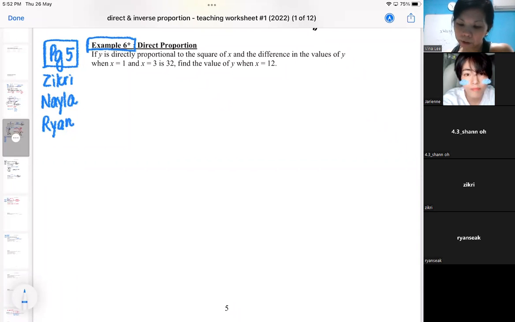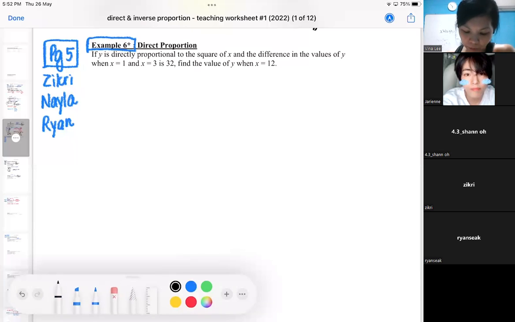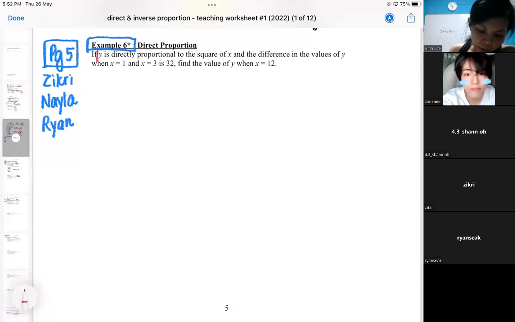Okay, so for this question, you realize that it's a direct proportion. Y is directly proportional to the square of x. So take note of the phrasing, it is the square of x. Square of x is like this. So the direct relationship will be like this, same thing where k is a constant.